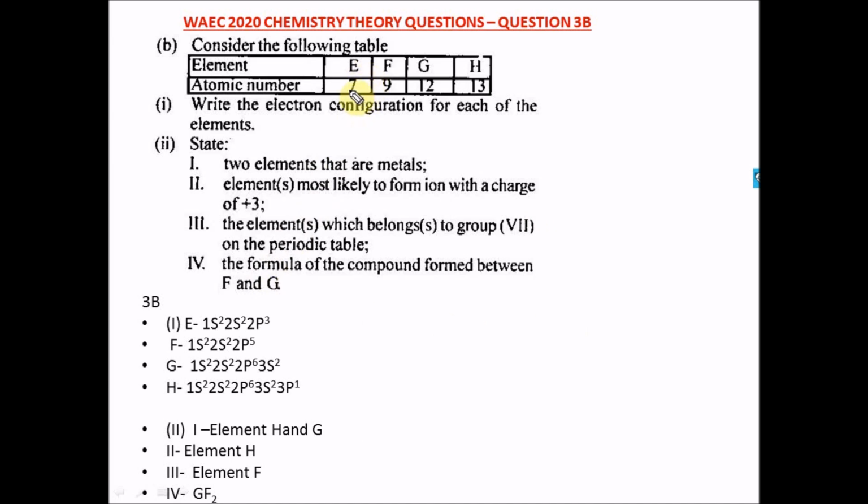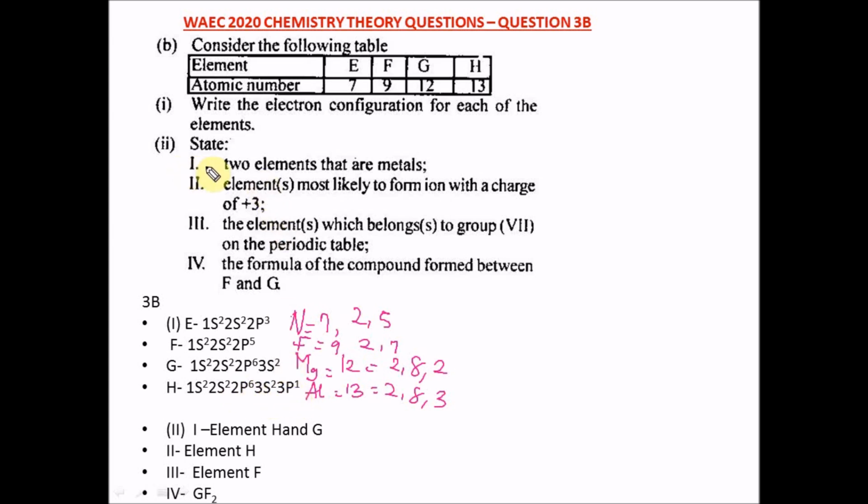Here you have element E having atomic number 7. So E is nitrogen, because nitrogen has atomic number 7. That's 2, 5. Configuration 1s2, 2s2, 2p3. You have fluorine, atomic number 9, so that is 2, 7: 1s2, 2s2, 2p5. You have magnesium, that is G, atomic number 12, that is 2, 8, 2. Then you have aluminium, atomic number 13, so that's H, 2, 8, 3. The configuration is 1s2, 2s2, 2p6, 3s2, and 3p1.